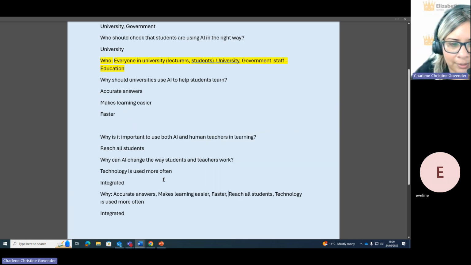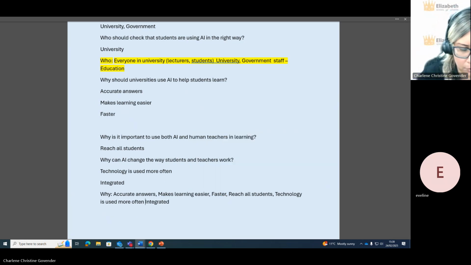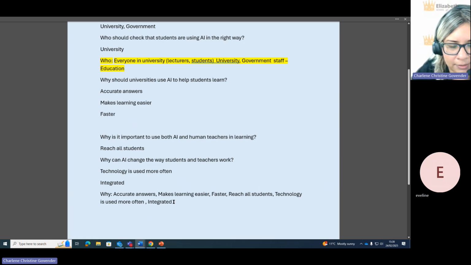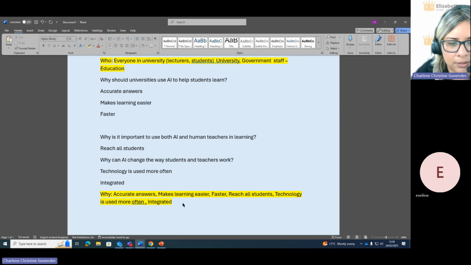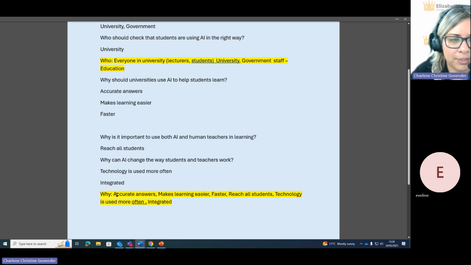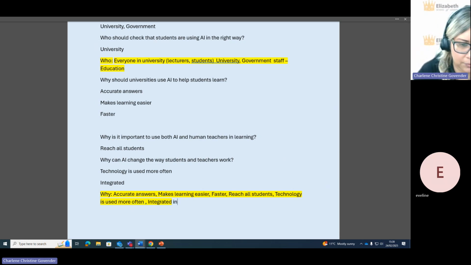So now we are looking at the why. Why do we use AI in university? And we're looking at these answers. So we say it gives us accurate answers, makes learning easier, it's faster, it helps us to reach the students. Technology is used more often, and it's integrated in, I would say, classes, integrated in learning.